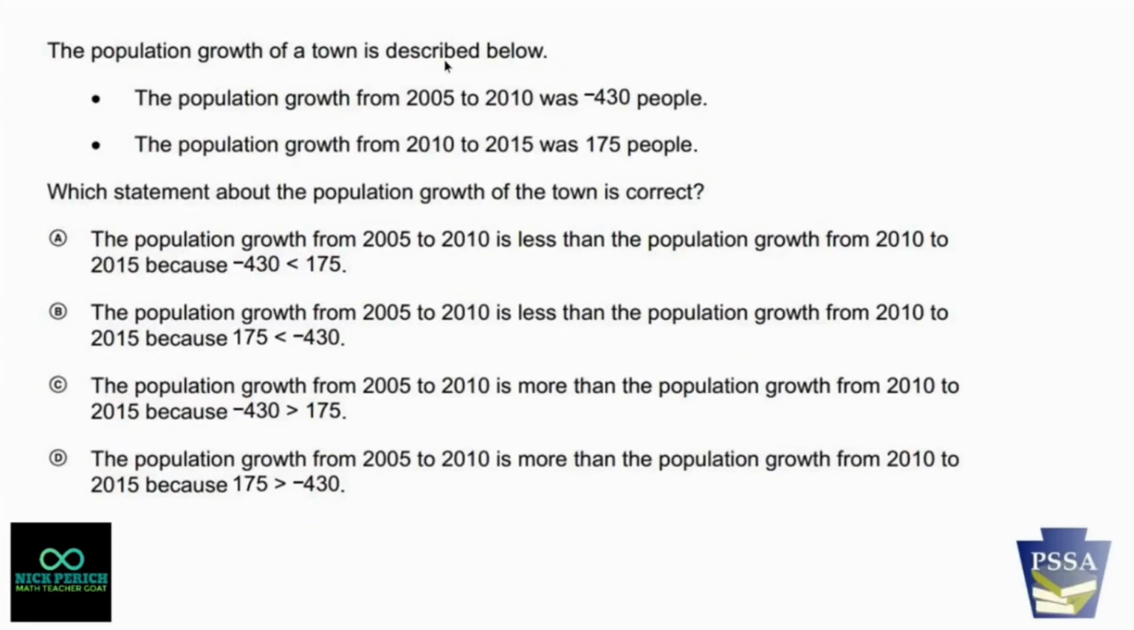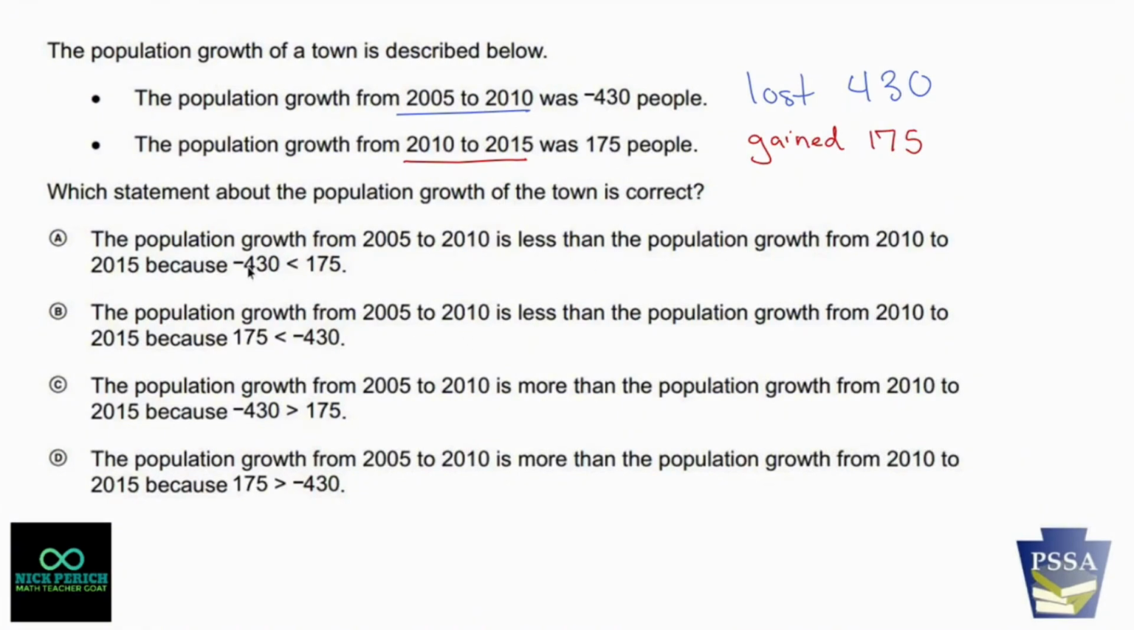The population growth of a town is described below. The population growth from 2005 to 2010 was negative 430 people. That means they lost 430 people in this time frame. The population growth from 2010 to 2015 was 175 people, which means they gained 175 people. Which statement about population growth of the town is correct?